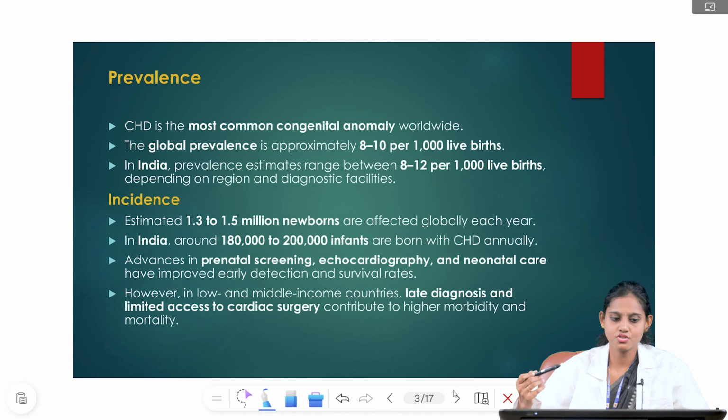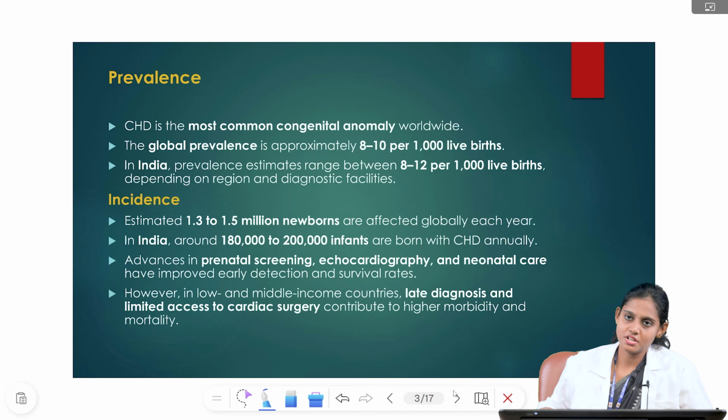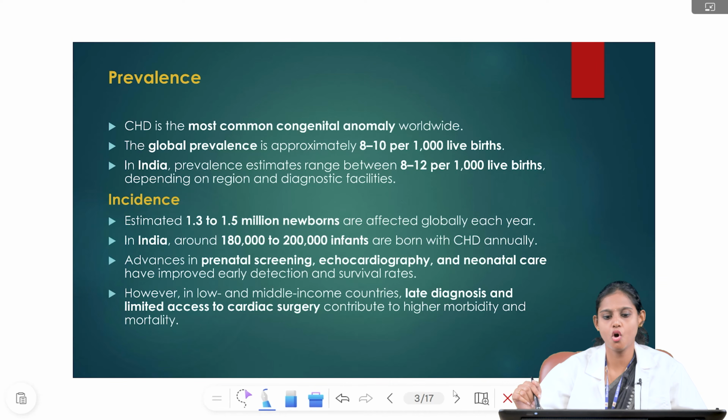Now let's look into the prevalence. Congenital heart disease is the most common congenital anomaly worldwide. Global prevalence is approximately 8 to 10 per 1,000 live births. In India, prevalence is estimated in the range of 8 to 12 per 1,000 live births depending on the region and the diagnostic facilities.